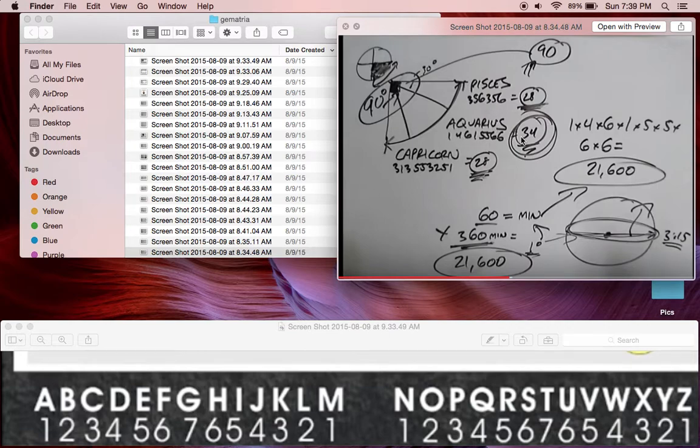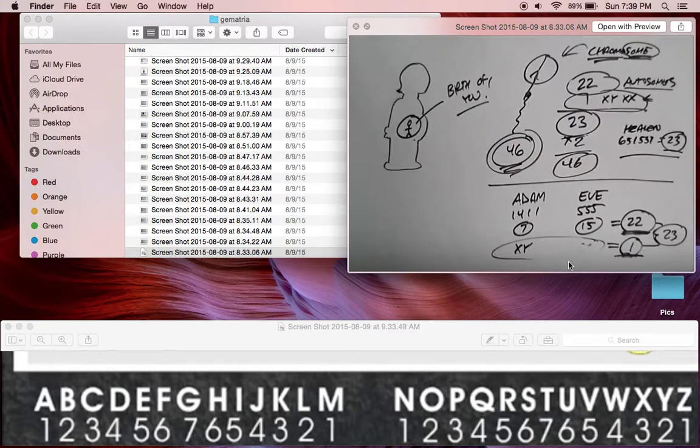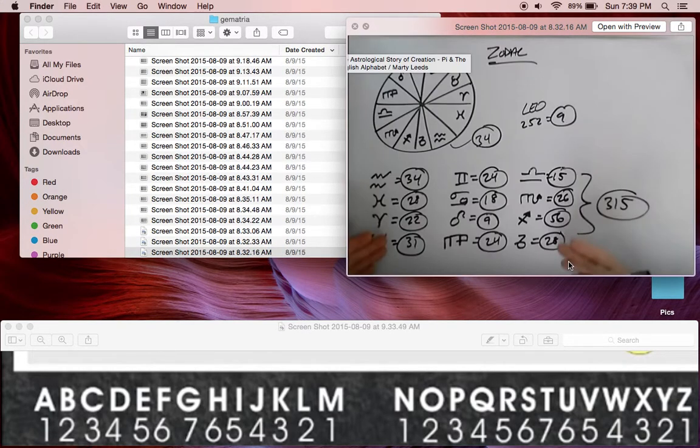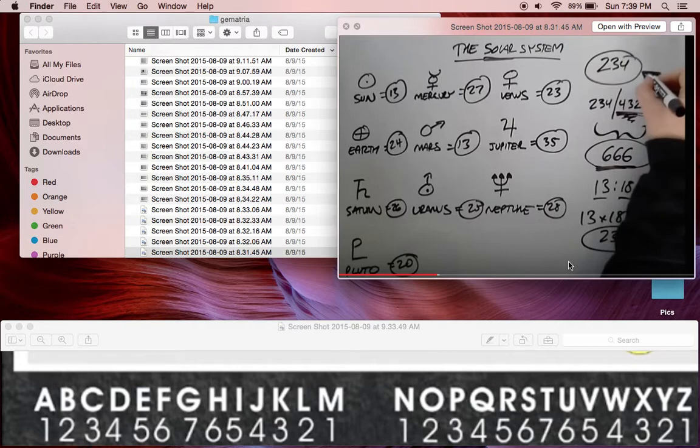Alright, multiply Aquarius: 1 times 4 times 6 times 1 times 5 times 5 times 6 is 21,600. There's 60 minutes in an hour, and 360 in an arc, in a sphere is 360. So that's how actual travelers in the ocean use the stars, by the arc and precession of the equinox. And it's all happening in the age of Aquarius, when we're supposed to find out this knowledge. Anyway, this guy is incredible. Check him out, Marty Leeds.